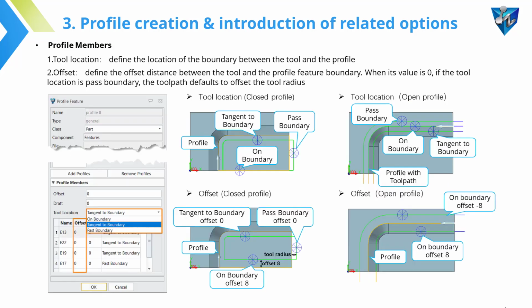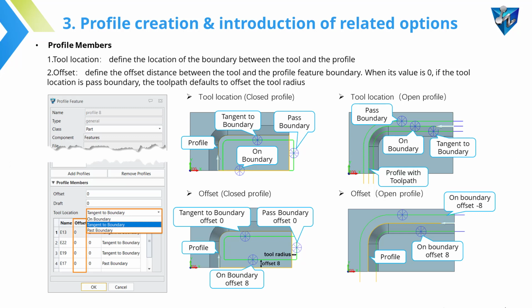Now let me introduce a little bit more about the profile members. First is the tool location. It's used to define the location of the boundary between the tool and the profile. It has three types: tangent to boundary, on boundary, and past boundary.